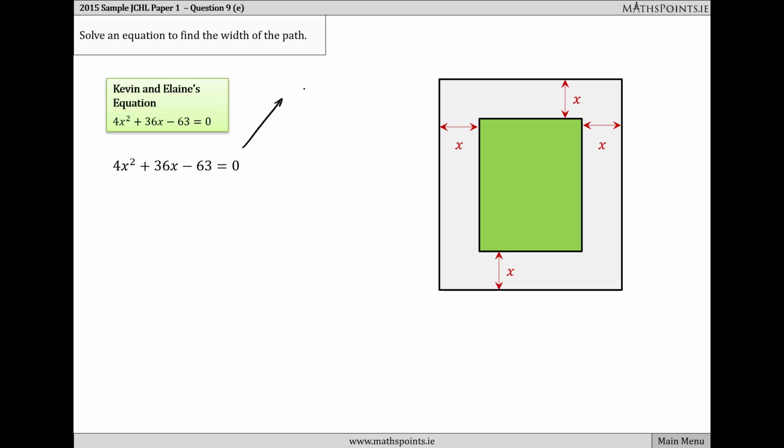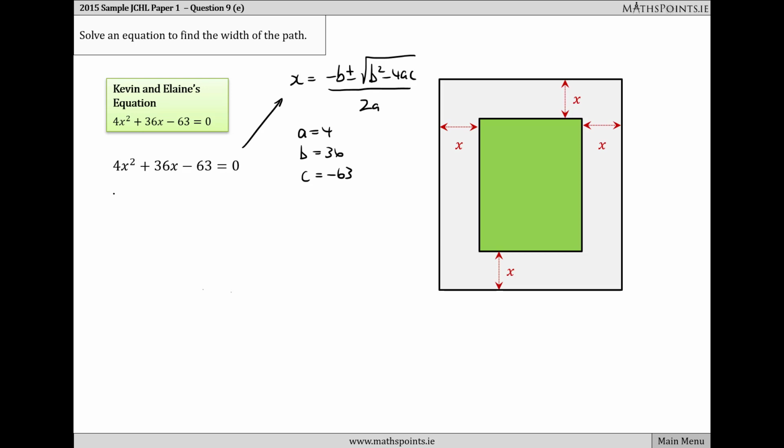were stuck, we could always use the minus b formula, which says that x is equal to minus b plus or minus the square root of b squared minus 4ac all over 2a. So this formula is in our tables. With this quadratic equation, a would be the number 4, b would be the number 36, and c would be the number minus 63. And we substitute those into the formula, and we'll get two values for x.